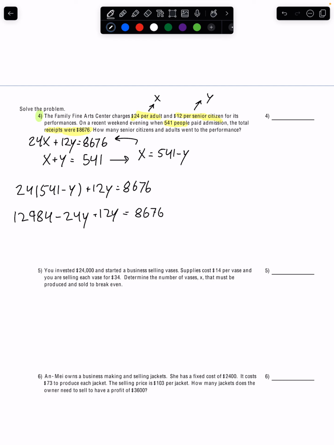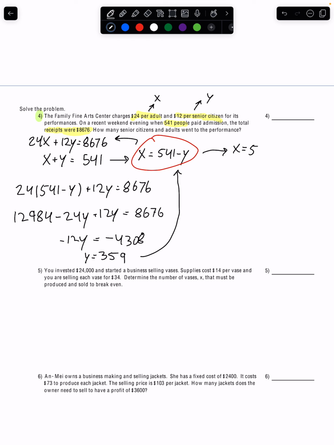Combine the y's, and then we'll subtract the 12,000 number from both sides. Divide by -12. Now that we found y, we can plug it into this equation we found. So plugging it in there, we get x equals 541 minus 359, which means x is 182.